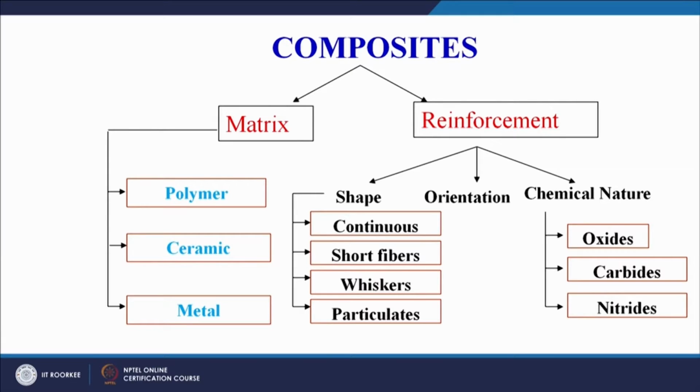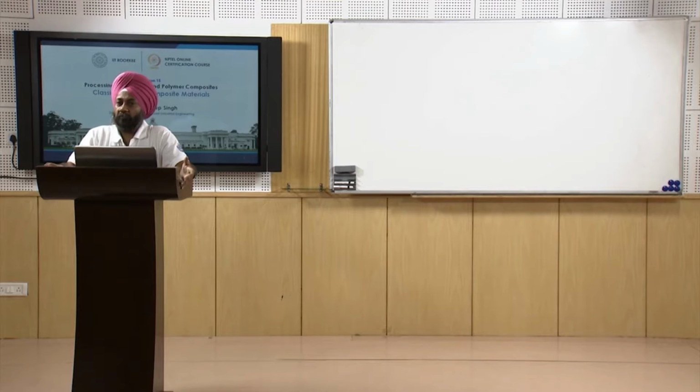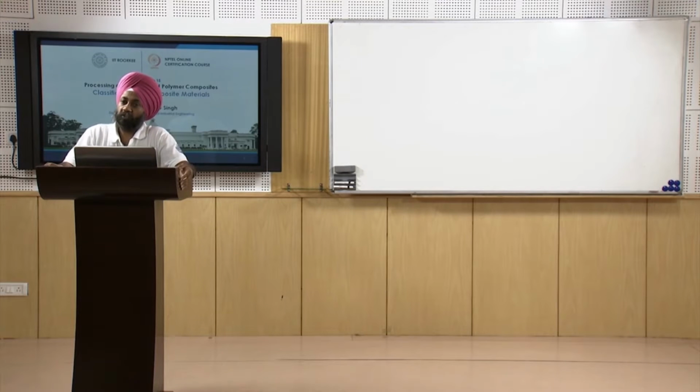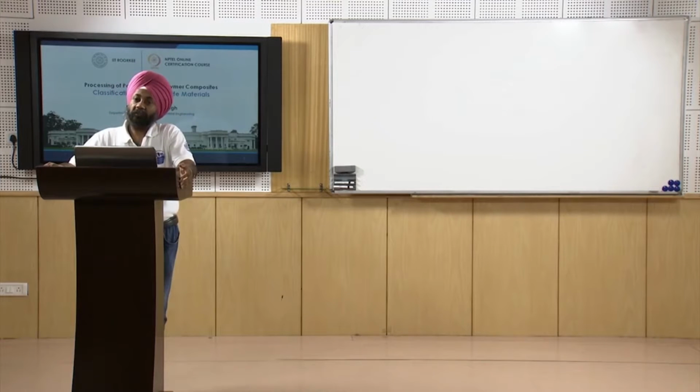You can have reinforcement in the form of whiskers. In the last class we have seen that whiskers can be randomly oriented through the matrix, or they can have a directional orientation within the matrix. So you can have whiskers as a reinforcement, and definitely they will have some aspect ratio. And finally the particulates. You can have fine particles as the reinforcing agents in a metallic or a ceramic matrix, as well as sometimes in a polymer matrix. Sometimes nanoparticles or nano reinforcements are used to improve the mechanical as well as other properties like thermal or chemical properties.